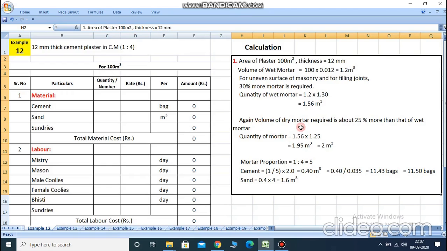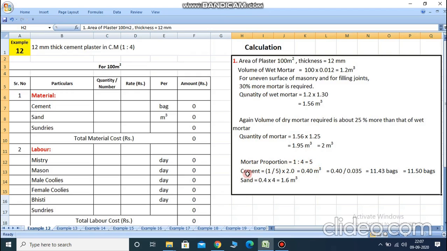Now again, the volume of the dry mortar required is about 25% more than the wet mortar. So here 1.56 multiplied by 1.25. We got the answer 1.95 meter cube quantity of the mortar for a 100 meter square plaster work. So in round figure we take 2 meter cube quantity, and here the mortar proportion is given 1:4. The mortar proportion 1:4, so 4 plus 1 is equal to 5.